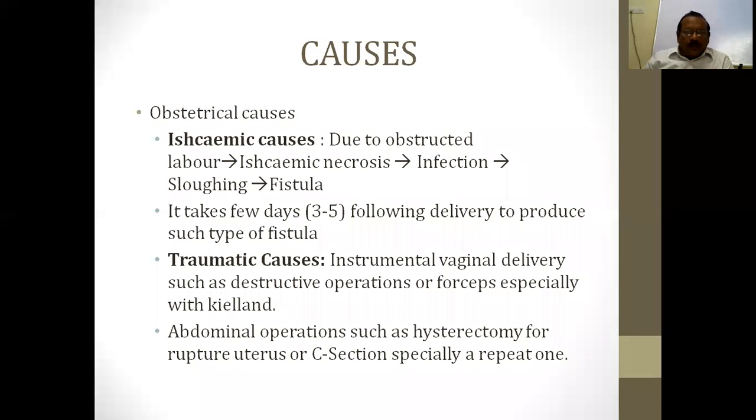And this is the ischemic cause. Other causes are traumatic causes. Instrumental vaginal delivery, such as destructive operations or forceps, especially Kielland's forceps, can produce this type of traumatic fistula. Abdominal operations such as hysterectomy for rupture of uterus or C-section can also cause it.